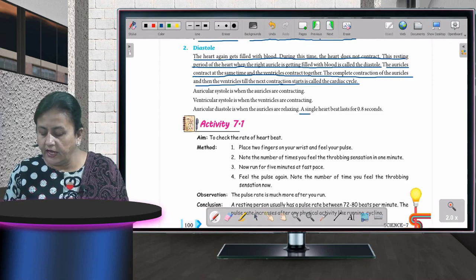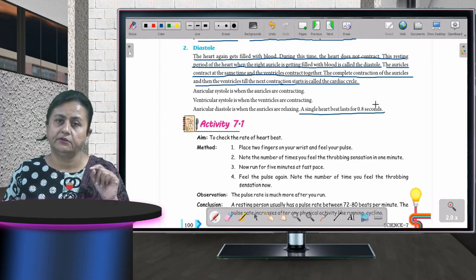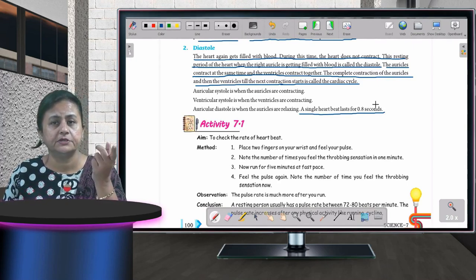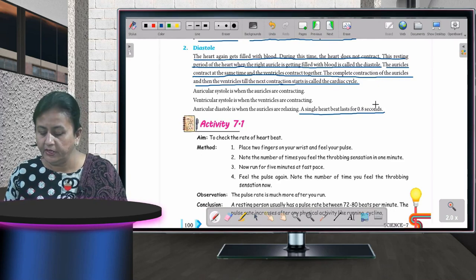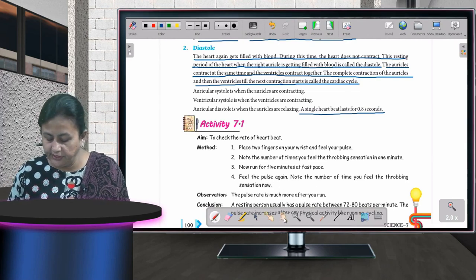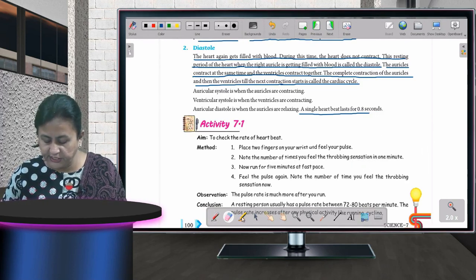A single heartbeat lasts for 0.8 seconds. That is such a small period of time. So a single heartbeat lasts for 0.8 seconds. Now there is an activity given over here to check the rate of heartbeat. That is very simple. You can just read it. It is nothing like that to be explained.